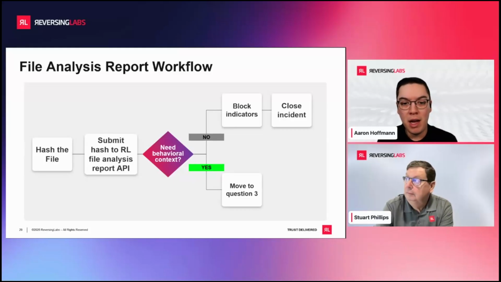But that being said, now that you have a little bit more information with the file analysis report API, you can take different actions, like blocking some of the indicators that have been pulled out, and then going through and closing out the security incident that you're looking at.